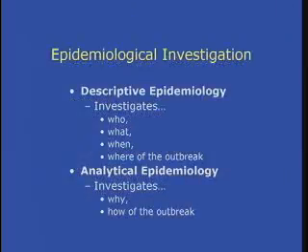Epidemiological investigation. The epidemiological investigation consists of two distinct components. The first is the descriptive epidemiology. During this phase, we investigate the who, the what, the when, and the where of the outbreak. The second component is called the analytical epidemiology, and it investigates the why and the how of the outbreak. We'll discuss these two components in detail in the next slides.